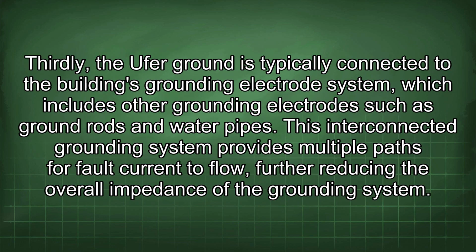Thirdly, the Ufer ground is typically connected to the building's grounding electrode system, which includes other grounding electrodes such as ground rods and water pipes. This interconnected grounding system provides multiple paths for fault current to flow, further reducing the overall impedance of the grounding system.